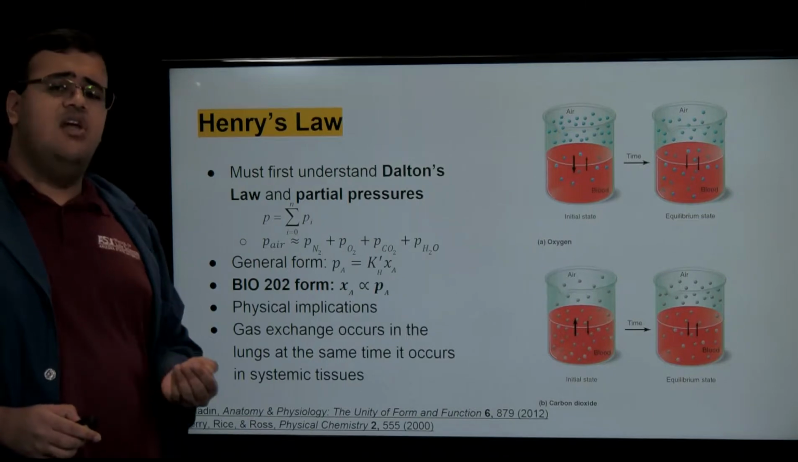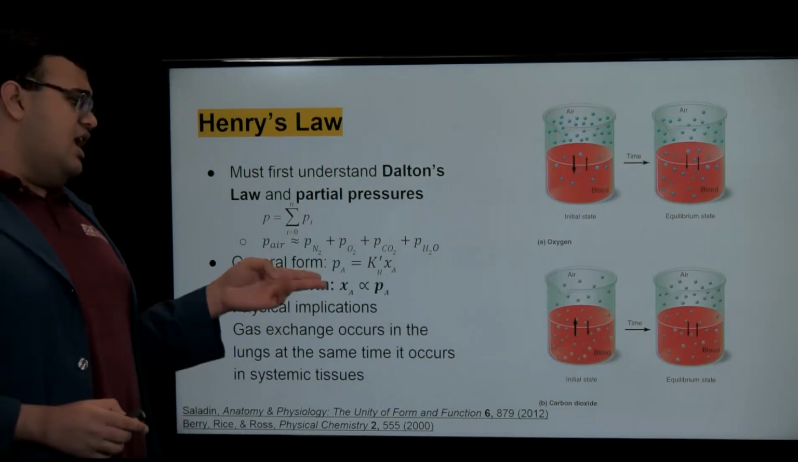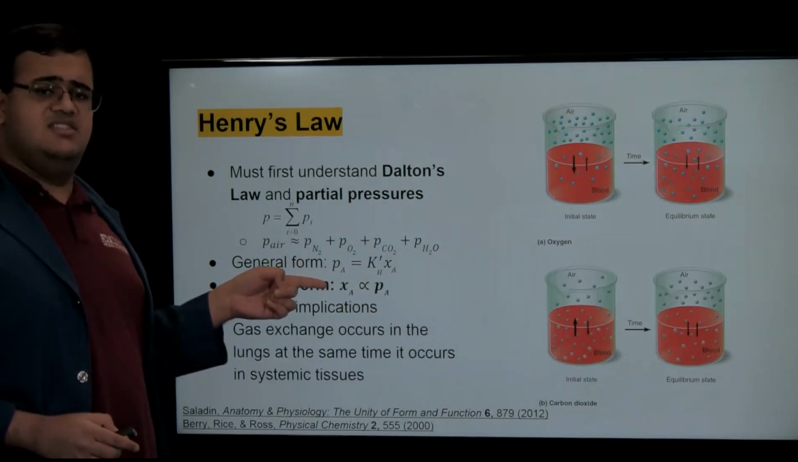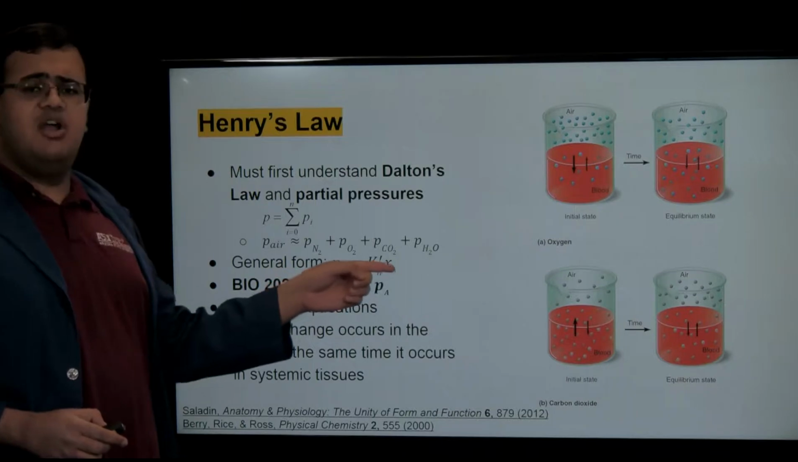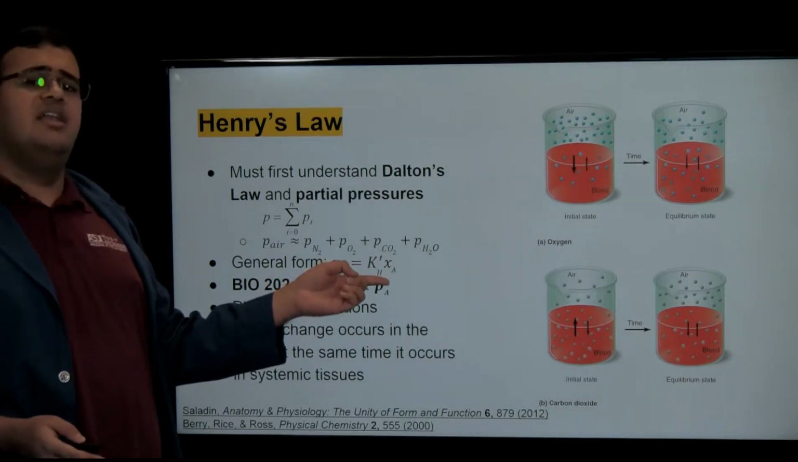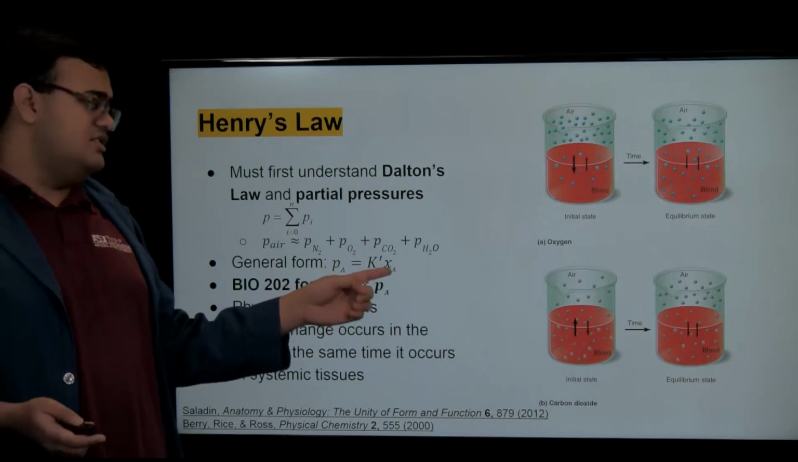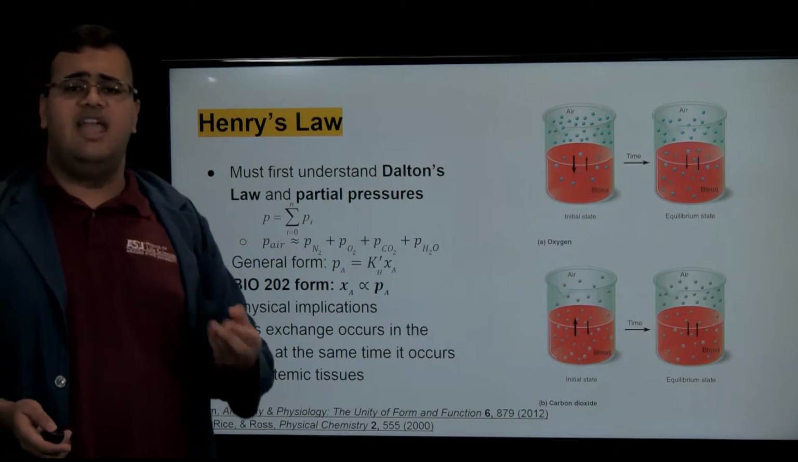If you were to look up this law on the internet, or if you were to use a physical chemistry textbook, its general form looks like this. So the pressure or partial pressure of a species A equals some constant that depends on the solvent, so blood in our case, which is very close to the constant for water, times the concentration of that compound A dissolved in the solvent.